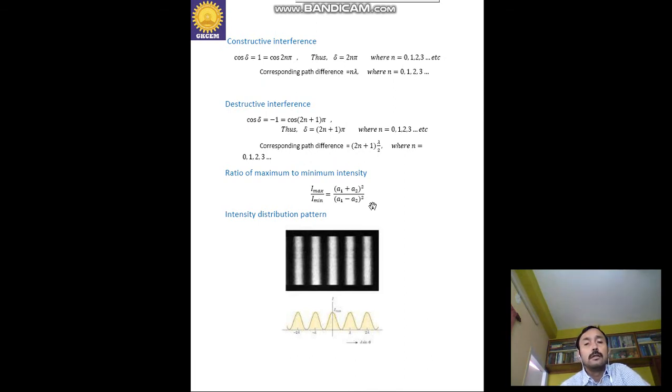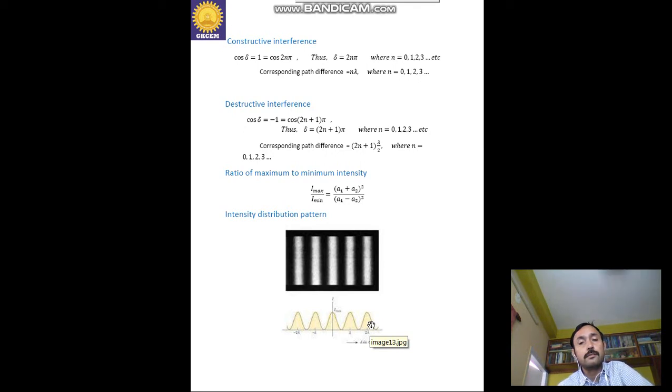If we plot the intensity distribution pattern, it will look like this. At δ = 0, we get the maximum. When δ is π/2, cos is 0, again at π it is 1 in magnitude, and at 3π/2 it is 0 again. So this is how dark fringes and bright fringes are produced.